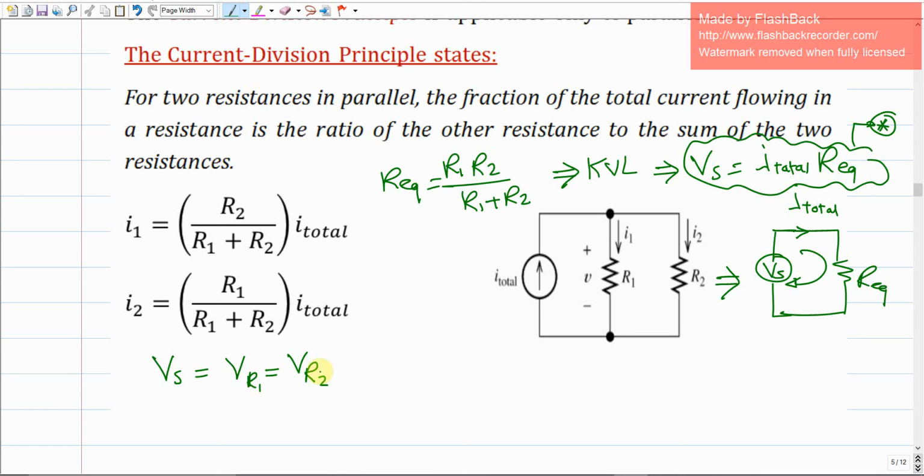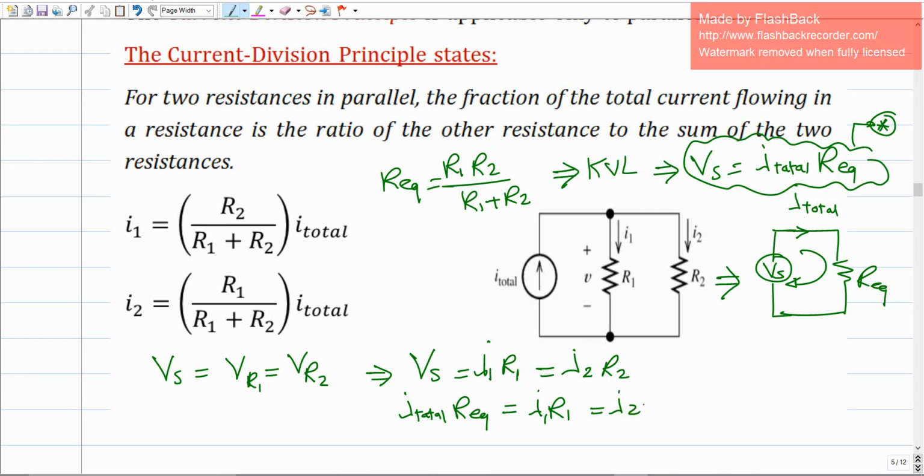So if I ask you, let us calculate I1. Let us write, we do have Vs equals... How much is VR1, the volt over R1? It should be the current over it, which is I1, and we have no clue how much is R1, and this is what we are seeking, times R1. And how much is the volt over R2? It should be I2 times R2. Make sense? How much is Vs? We got it using this relation as the I total times R equivalent, which should equal I1 R1, which should equal I2 R2.